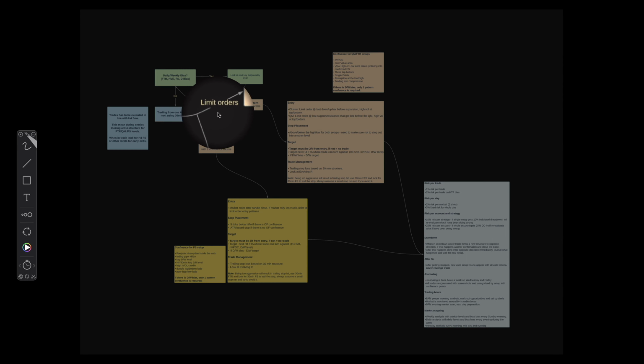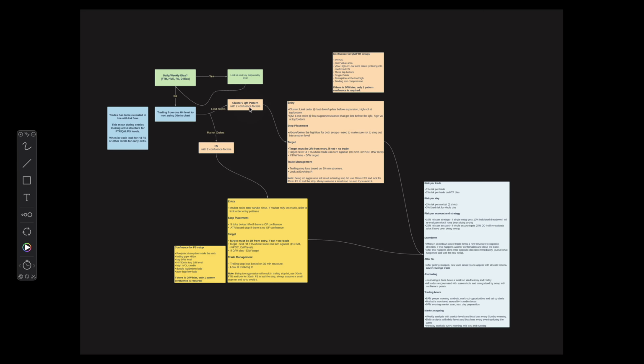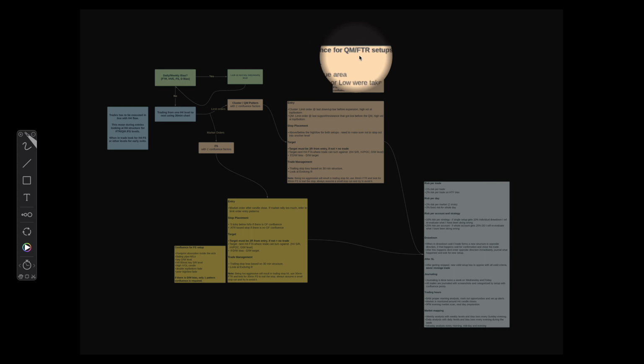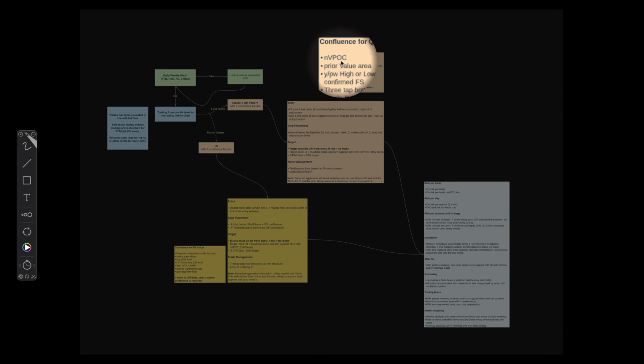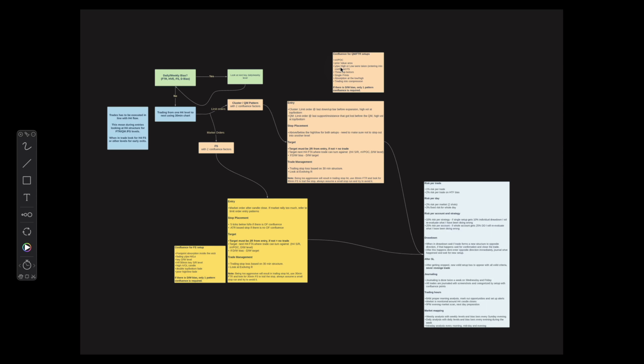There are two ways you are going to be entering the market, with the limit order or the market order. Let's go this way first. Limit order is for clusters and QM patterns, and I am required to have two confluence factors for each of these trades. The confluence factors for QM and FTR or cluster setups are naked point of control, prior value area, prior yesterday or prior week high and low were taken, entering into a basically confirmed failed swing.